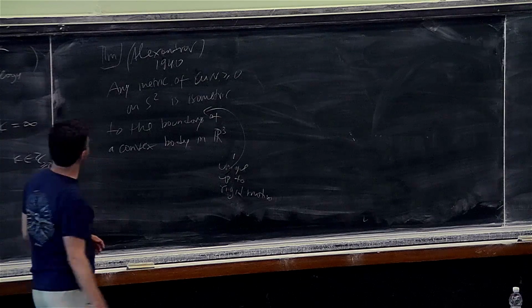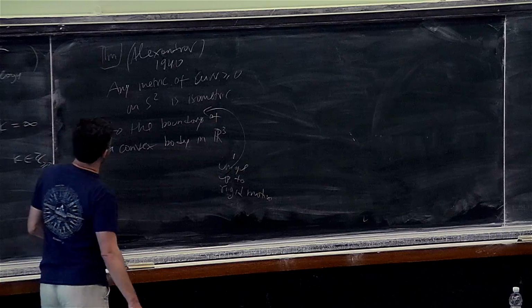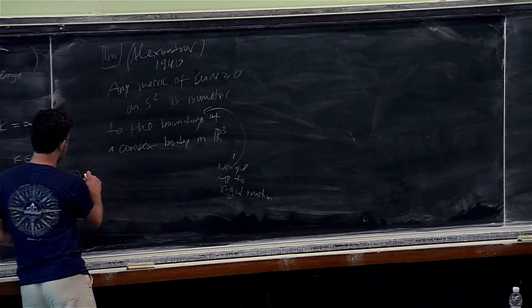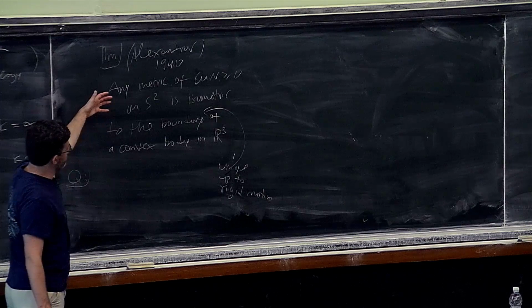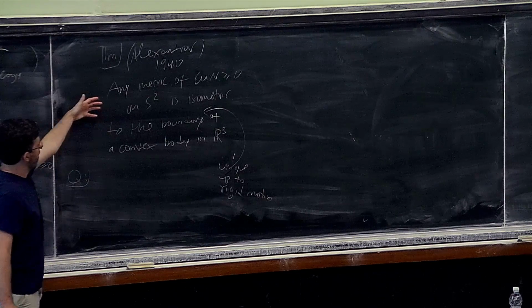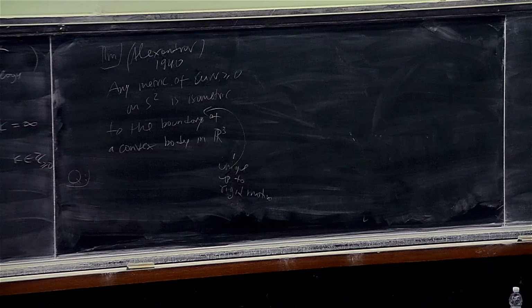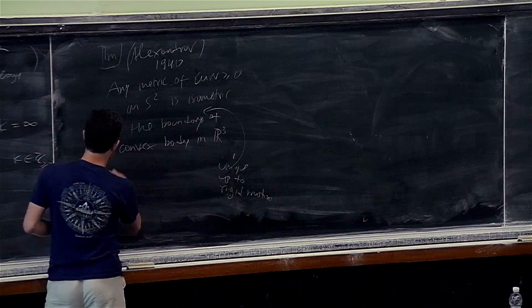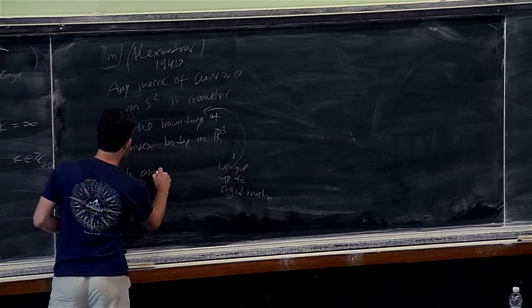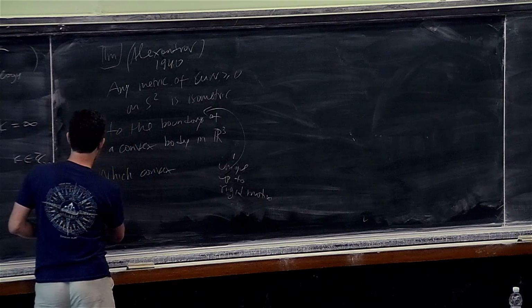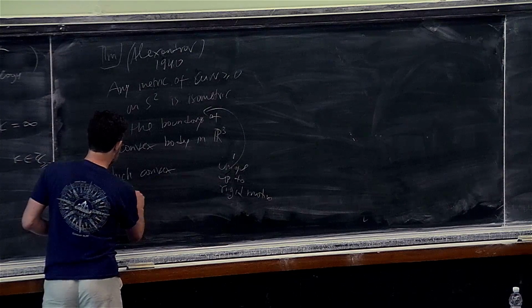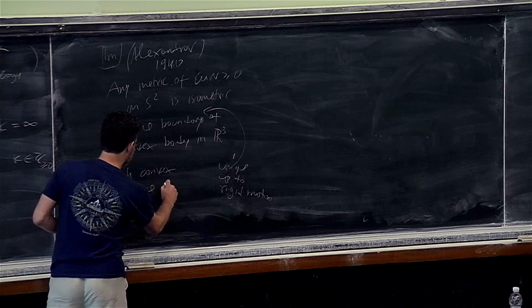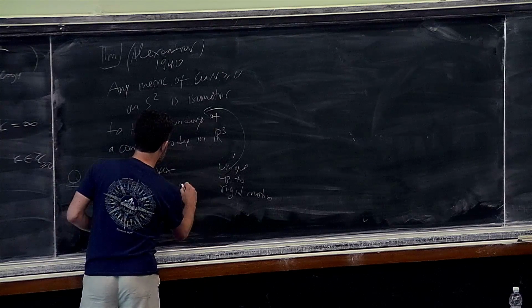That would be an ideal situation, except the main issue is that it's not clear which convex bodies correspond to C infinity metrics. So the basic question is: which convex bodies induce intrinsically smooth metrics on the boundaries?